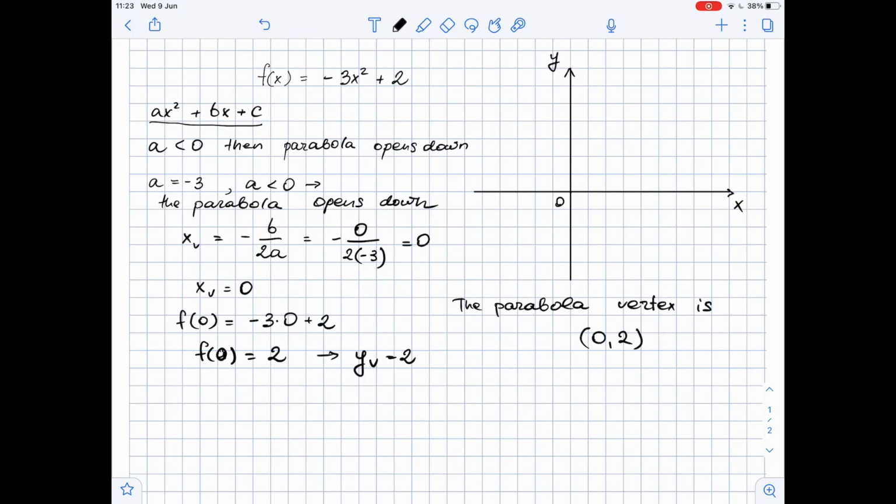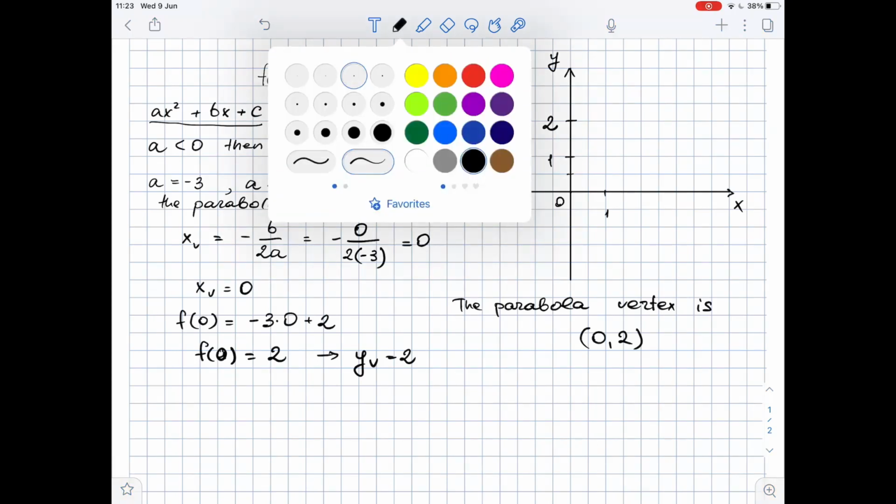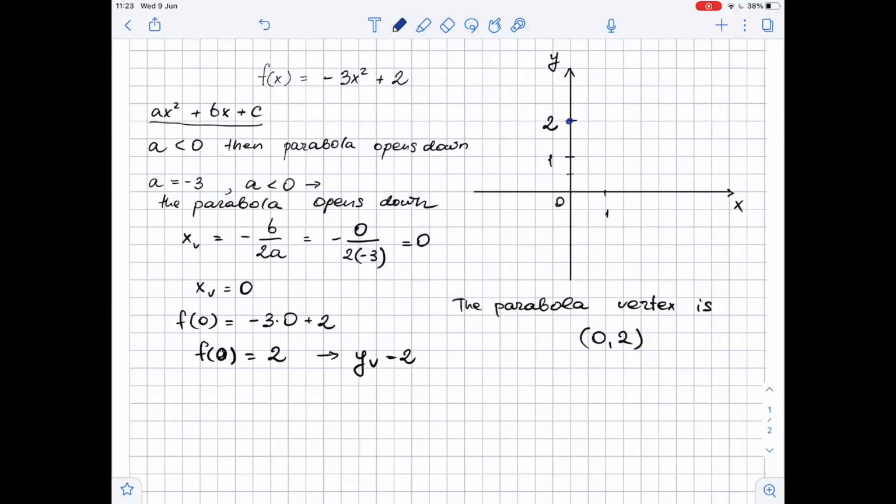Let's find this point on the graph. Let's say that this is 1, then this is 2, right? This is also 1. Then the point (0, 2) is right here. So this is the vertex, and we know that our parabola opens down. So it won't go like this. It will go more like this.